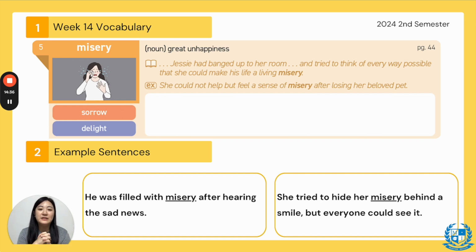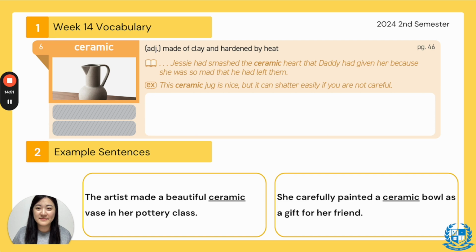Next one, it says, she tried to hide her misery behind a smile, but everyone could see it. So even though she was smiling and trying to be happy, everyone knew that she was still hurting and being sad inside. Yikes. Ooh, number 6, everyone say ceramic.